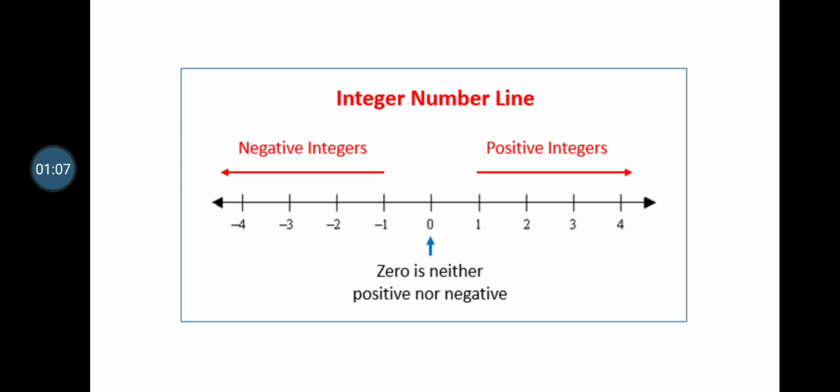So in the integer number line, you can see 0 at the center. 0 is neither positive nor negative. So on the left side of 0, you have negative integers, and to the right of 0, you have positive integers.